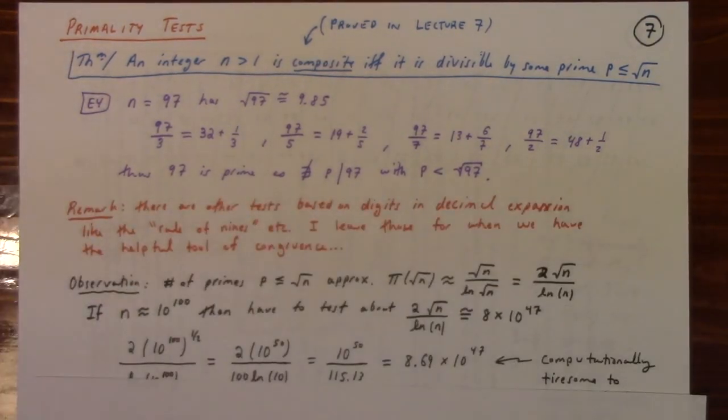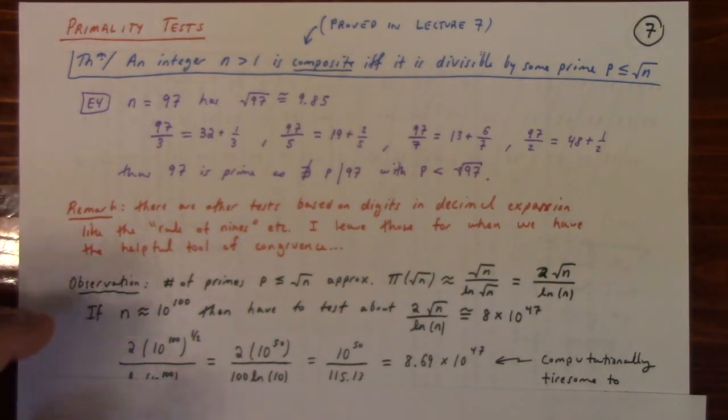Now, there are other tests based on digits in the decimal expansion, like the rule of 9s for checking divisibility by 9, and we're going to talk more about those in a future lecture, so I'm going to omit them for now.